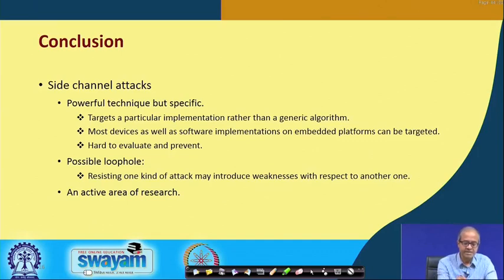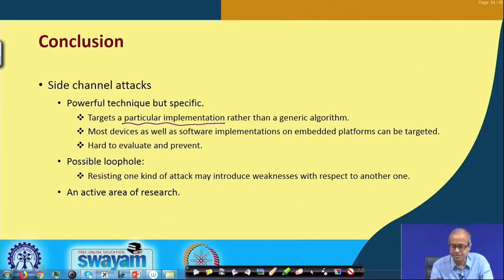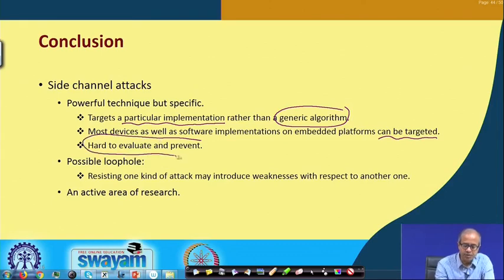To conclude finally, side channel attacks are very powerful, but they are not general. You can apply them only if the device is available with you. Okay. If the device is available, only then you can mount them, and it targets a particular implementation, that means a device. This is not a generic method. Okay. And most of the embedded platforms where some implementation are there, they can be targeted by side channel attacks. There are countermeasures, but it is hard to evaluate and prevent.